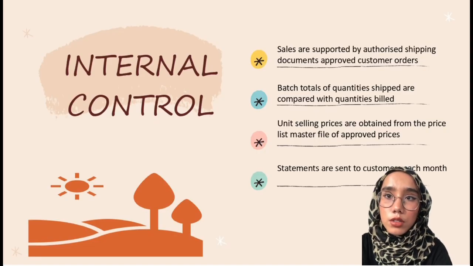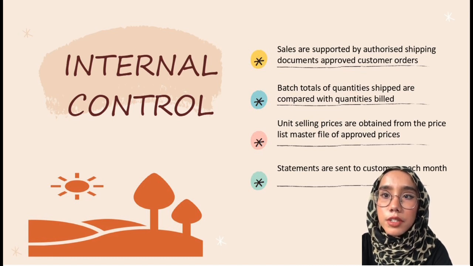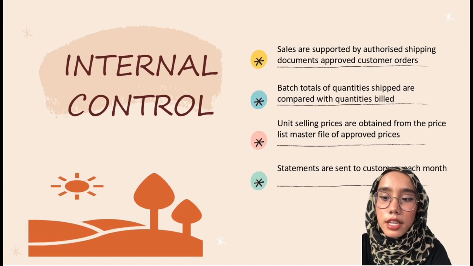There are 4 internal controls in sales, which are: sales are supported by authorized shipping documents and approved customer orders, batch totals of quantities shipped are compared with quantities billed, unit selling prices are obtained from the price list master file of approved prices, and the last one is statements are sent to customers each month.